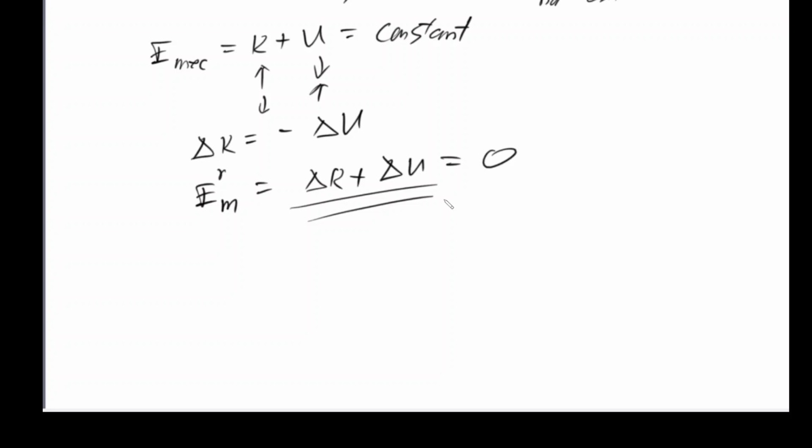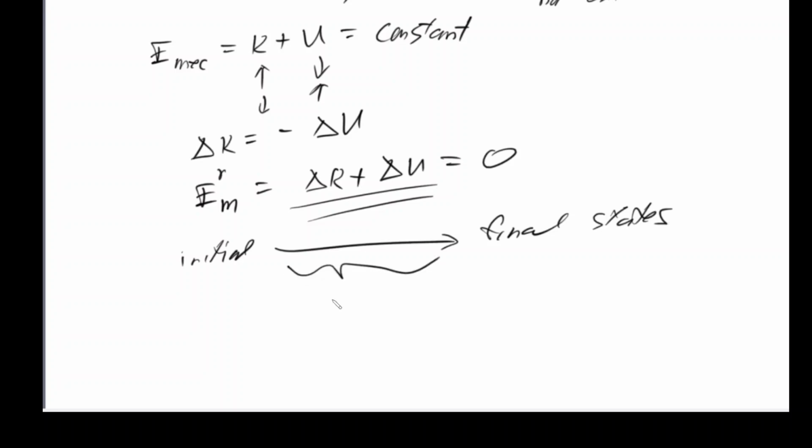So basically, you can look at a system and its initial and final states and solve problems, and you can ignore anything that goes on between these two states. We don't necessarily care about how the velocity or momentum has changed. We just need to worry about the initial and final states.